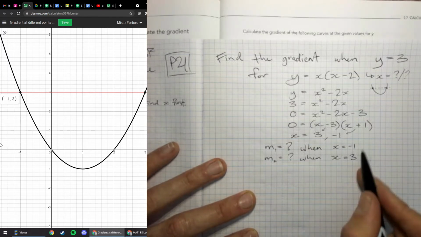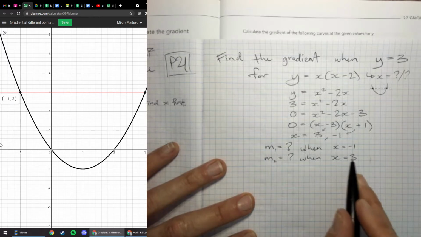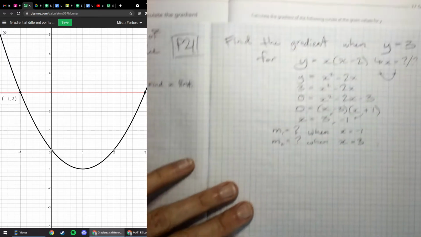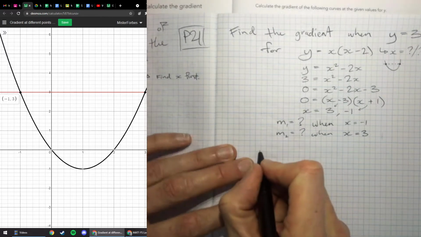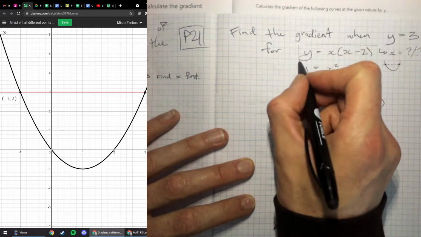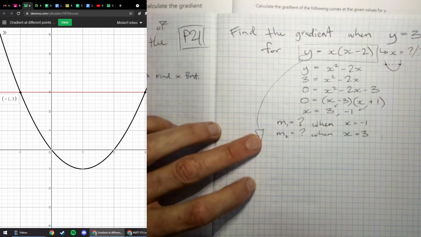So now we've got two things that we need to input into our derivative so that we can find our gradients at those points. Okay, so let's have a look. Let's find the derivative. We're starting with y. I might just put a box around that and show you that I'm finding the derivative for that down here.